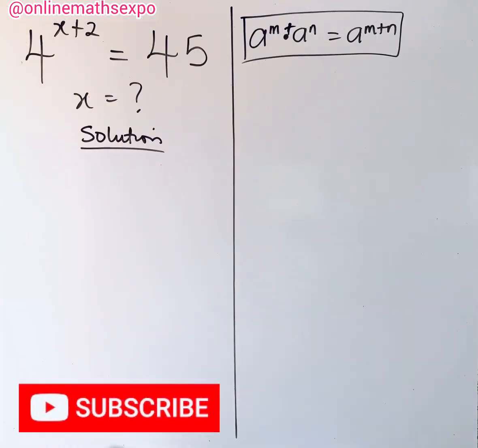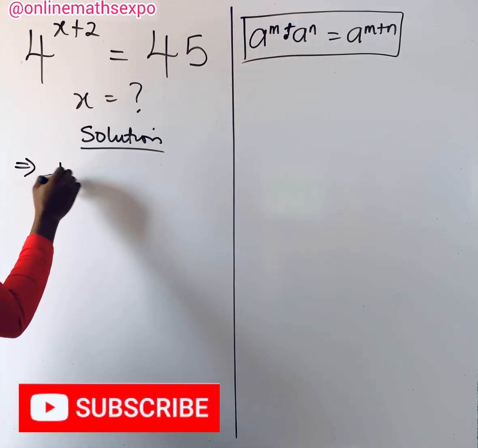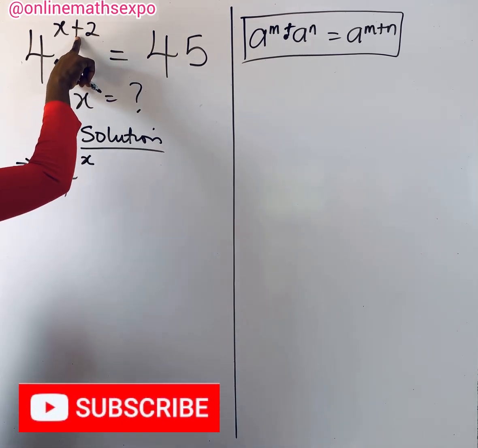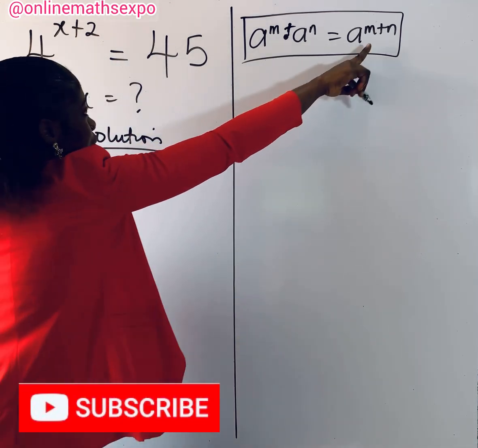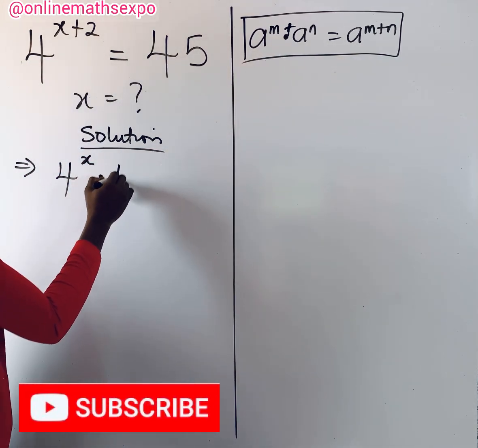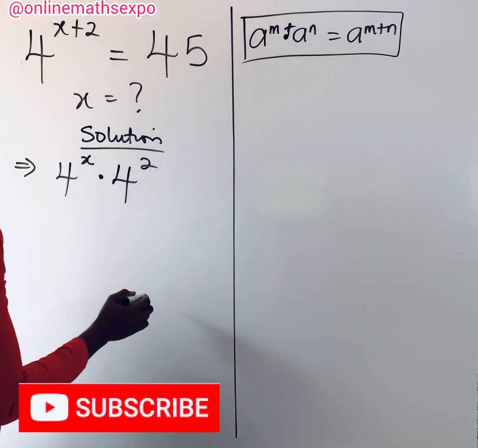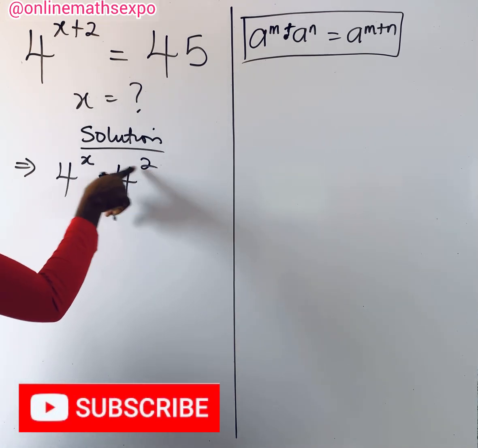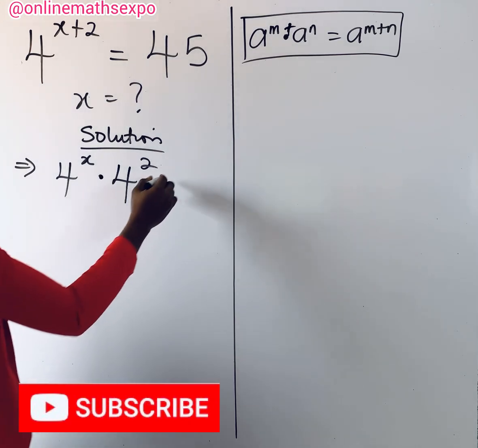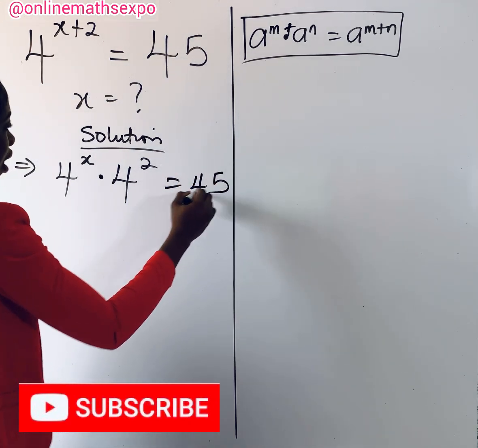Now to do this, we are going to have 4 raised to the power of x. You observe that this is of this type, so we want it to be in this form. So we are going to multiply by 4 raised to the power of 2, so that when you add the powers, it gives you back x plus 2. So you've not changed anything. And this is equal to 45.